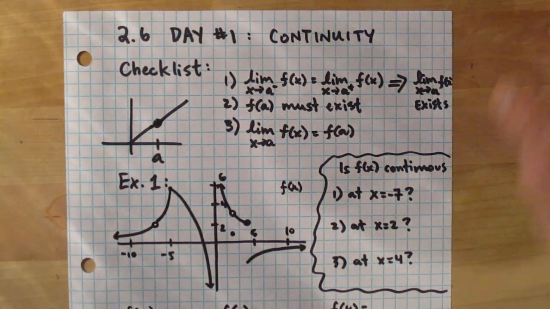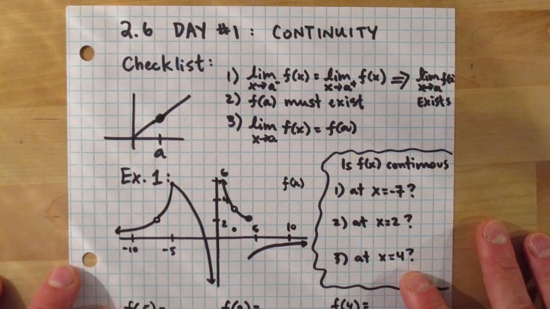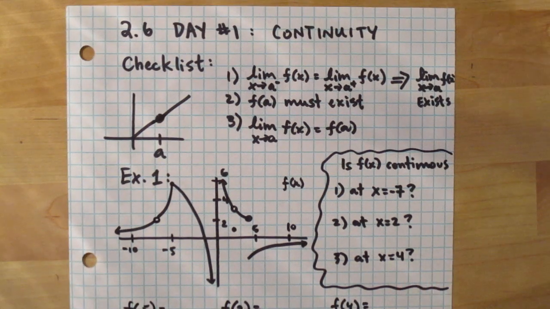Alright, 2.6, day number 1 on continuity. I want to start off by talking about the checklist of items in order to have continuity on a function f of x at a point x equals a.